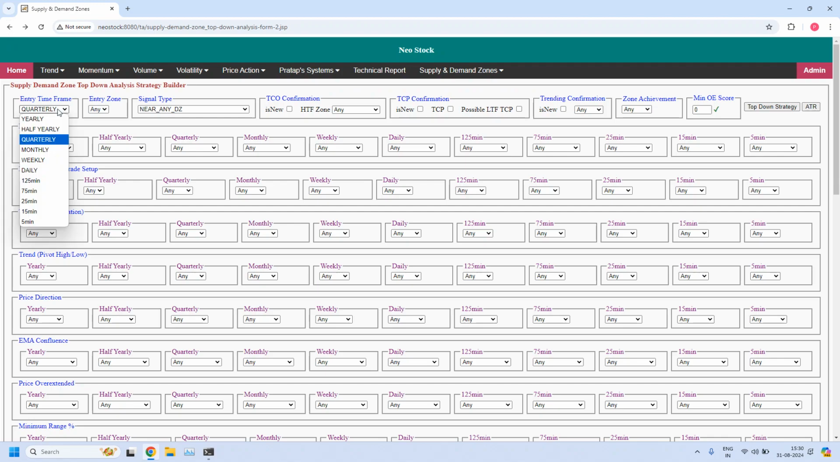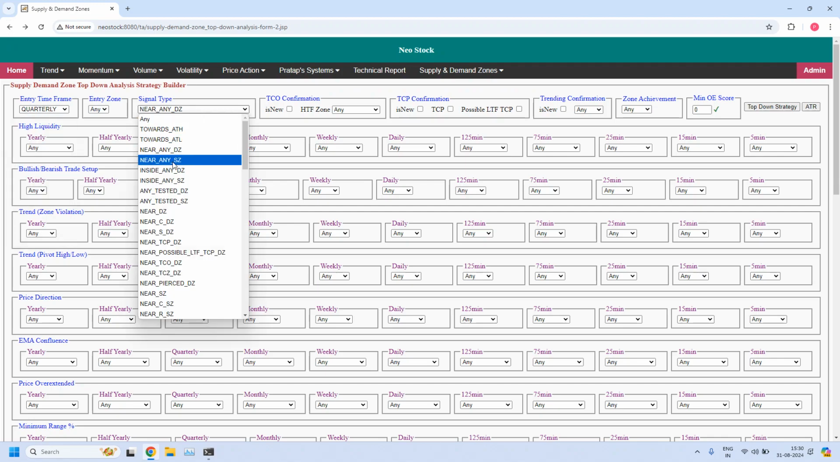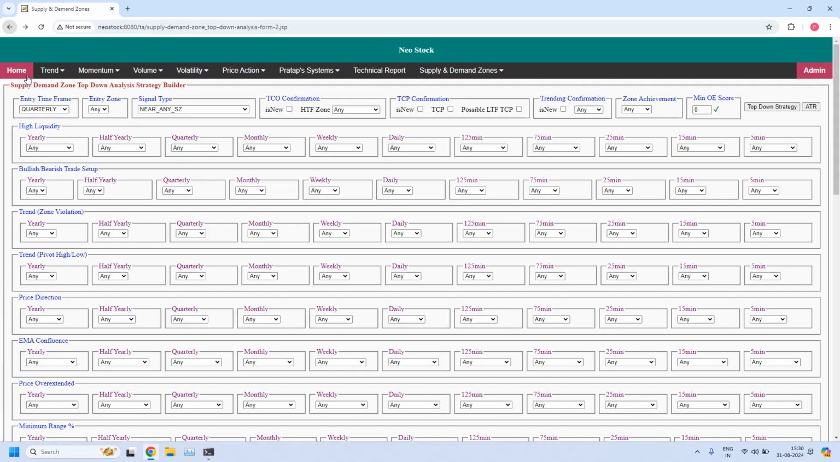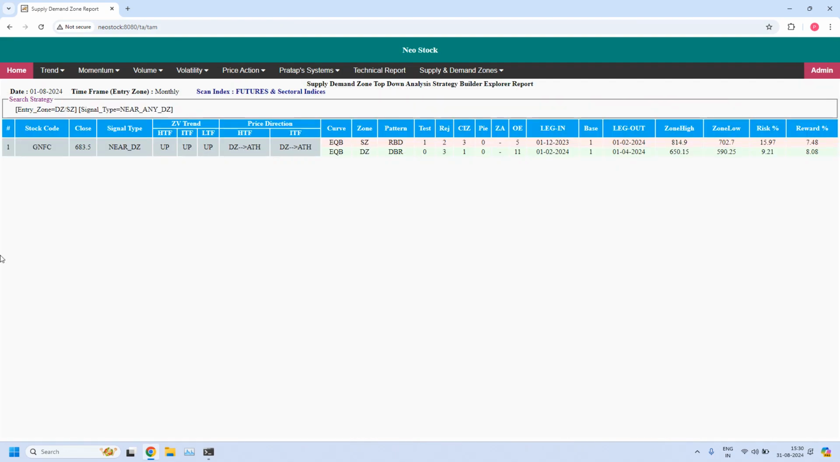Next report for quarterly time frame. Let us find the stocks near quarterly supply zone. Two stocks are filtered. The next time frame is monthly. Let us find the stocks near monthly demand zone. One stock is filtered near to the monthly demand zone.